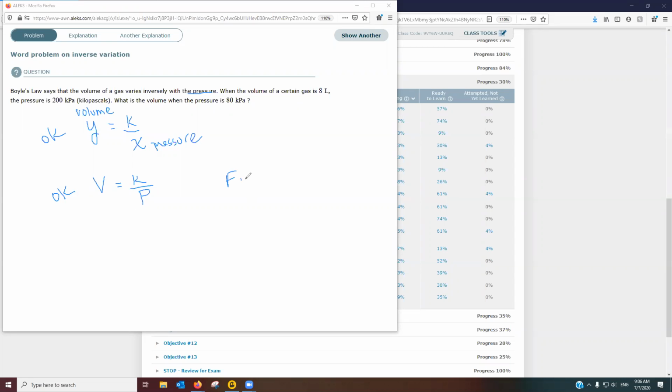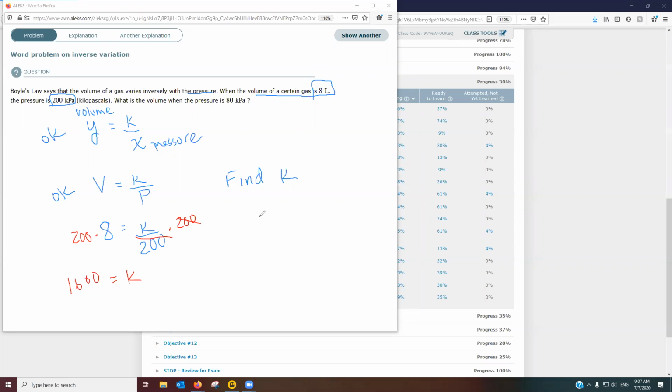All right, well, here's what they're giving me. Remember, now we want to find k. It says the volume is 8. The pressure is 200. All right, so let me plug in. The volume is 8, and the pressure is 200. Let me solve for k. Well, to solve for k, I can multiply both sides by 200 to cancel out this denominator. So it looks like k equals 1600.